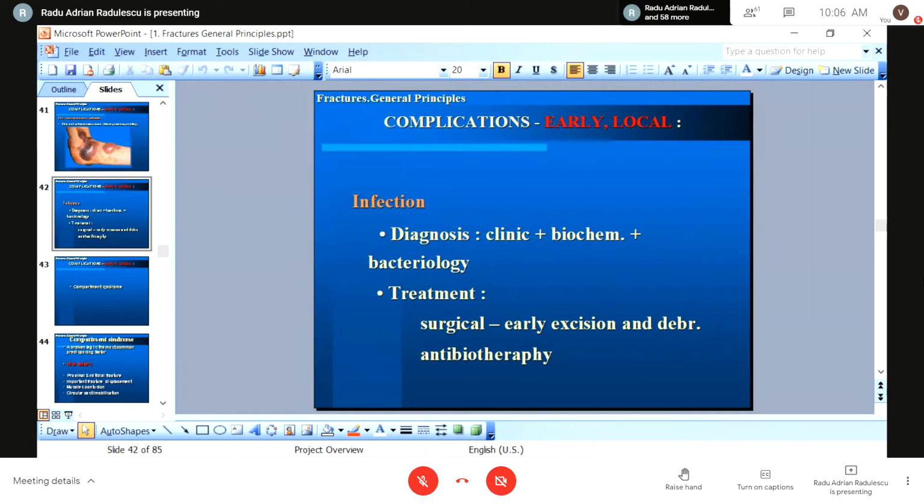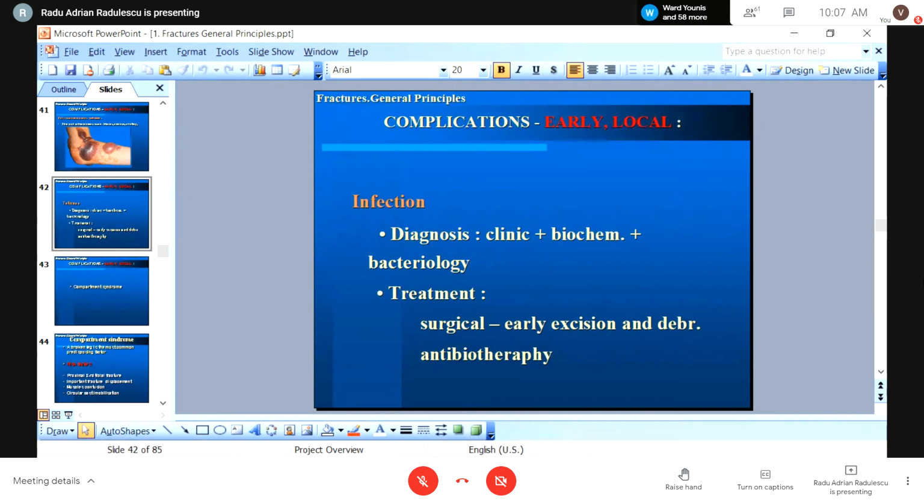The diagnosis of infection will be done by clinical examination, by bacteriology, because we have to harvest liquid from the area and perform cultures in order to determine the type of germ responsible for the infection, and also by blood tests. We have some specific blood tests that can show us the evolution of the infection. One of them is the number of white blood cells.